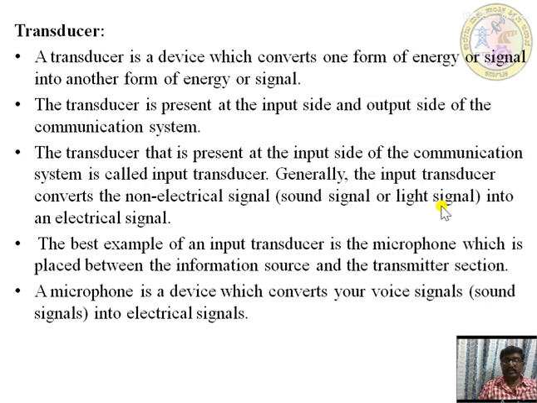Next, the transducer that is present at the input side of the communication system is called the input transducer. Generally, the input transducer converts a non-electrical signal, such as a sound signal or a light signal, into an electrical signal. The best example of an input transducer is the microphone, which is placed between the information source and the transmitter section. A microphone is a device which converts your voice signal, a sound signal, into an electrical signal.